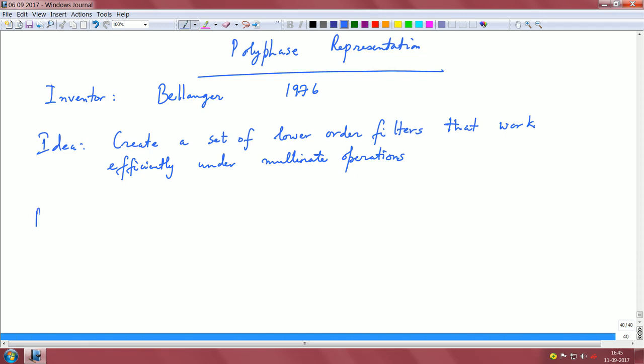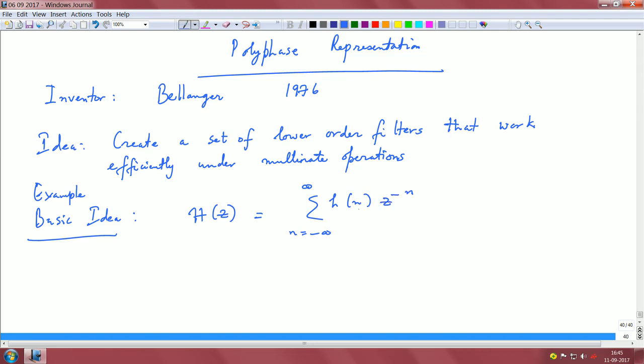So, let us start with a basic idea. The original idea is to create a set of lower order filters that work efficiently under multi-rate operations. So, let us start with a basic idea, I mean an example I would say. Now, we have H of z, which is basically the z transform of h of n. So, if h of n are my filter coefficients, right, in the transform domain I can write it in this form.